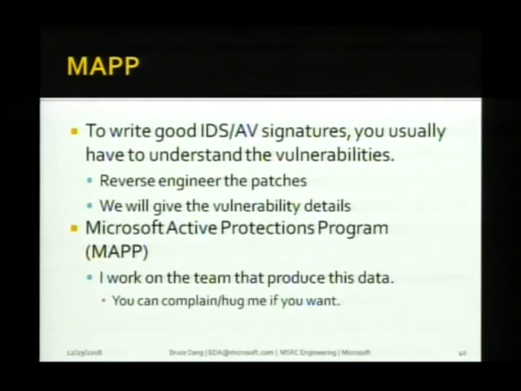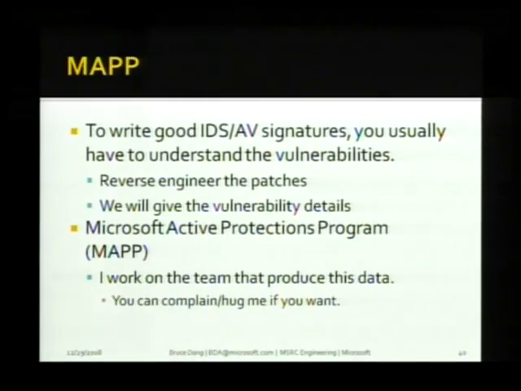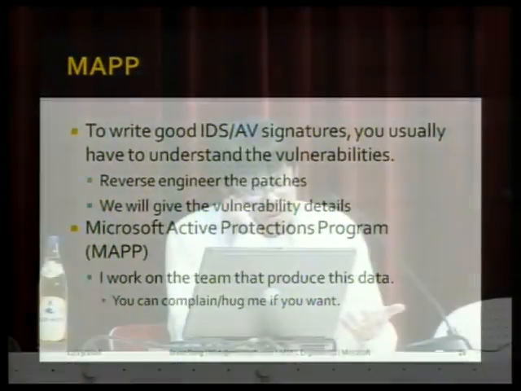And bindiff obviously is not going to show you that. At the assembly level, it's very difficult to figure out what type of record you need. So in order to write good signatures, you need to figure this out, because if you do generic, you'll get FPs all over the place. So you have 2 options. You can either reverse engineer the patch and, I don't know, pray or work really hard to figure out the record type, or we'll give you the vulnerability details.